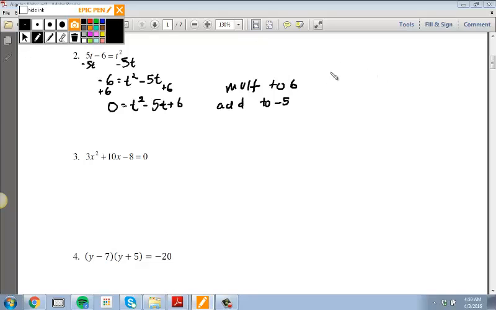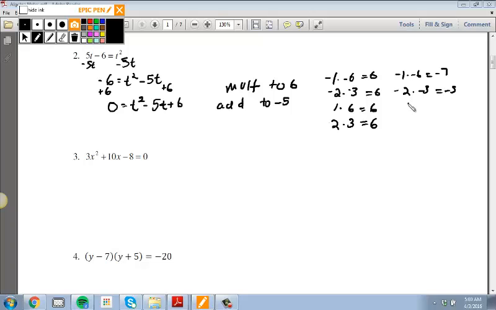Negative 1 times negative 6 is 6. Negative 2 times negative 3 is 6. 1 times 6 is 6. And 2 times 3 is 6. So then I have to add each set of numbers up and see which one will give me my negative 5.